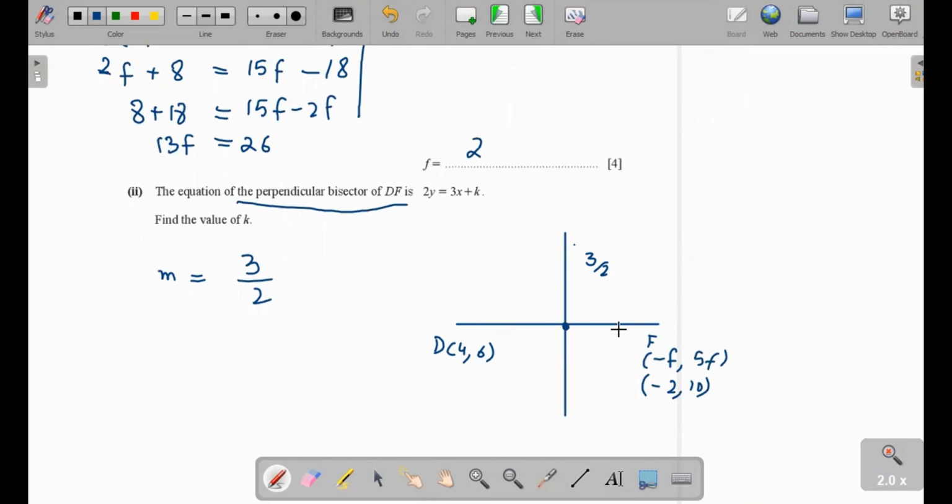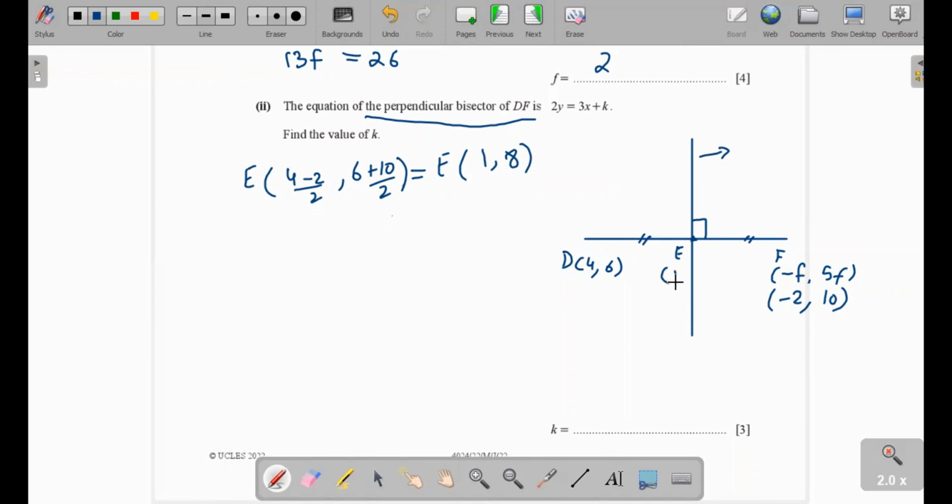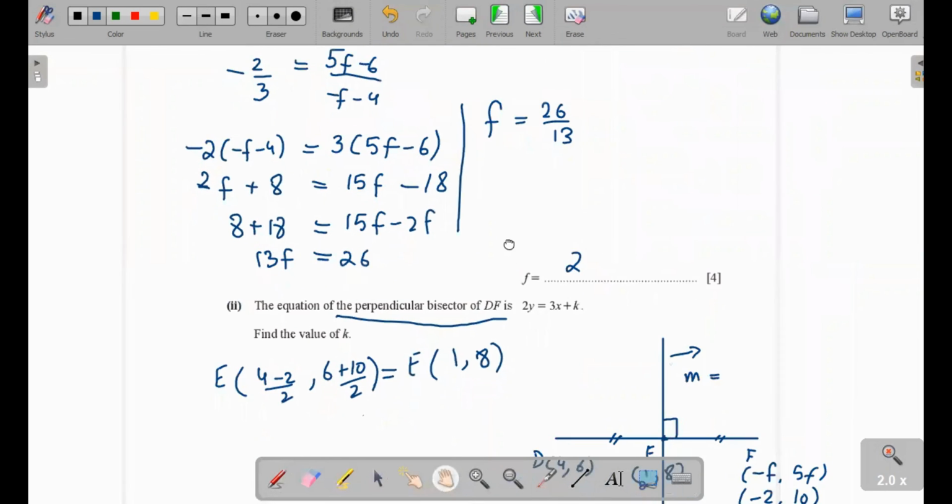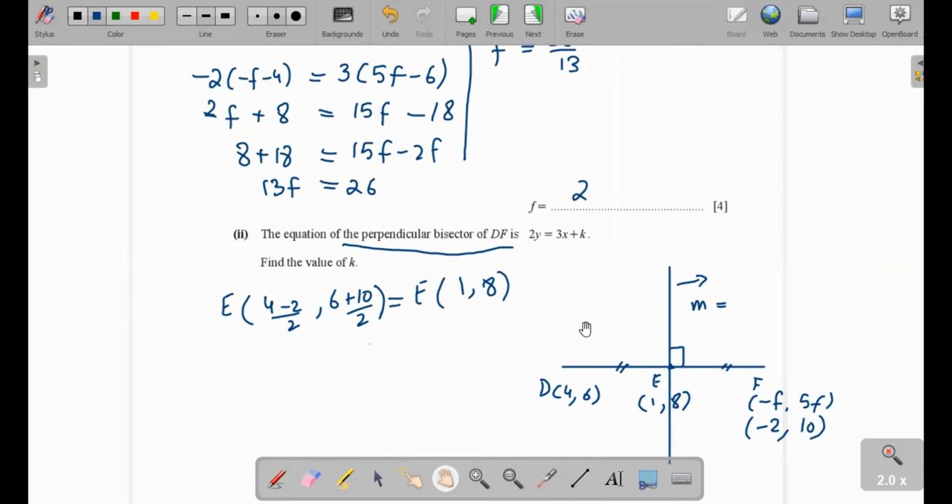Now this point is on the perpendicular bisector, which means it is the midpoint of DF. We consider this point as E. E will be equal to (minus 2 plus 4) over 2 and (10 plus 6) over 2. That is 2 over 2, which is 1, and 16 over 2, which is 8. So the point is (1, 8). The gradient of the line is 3 over 2.